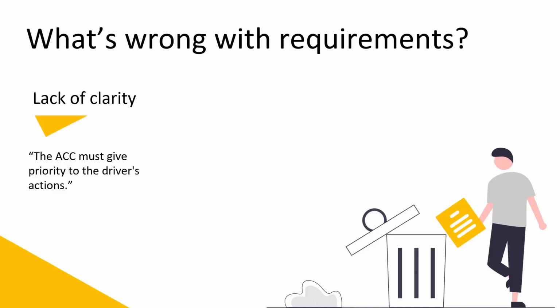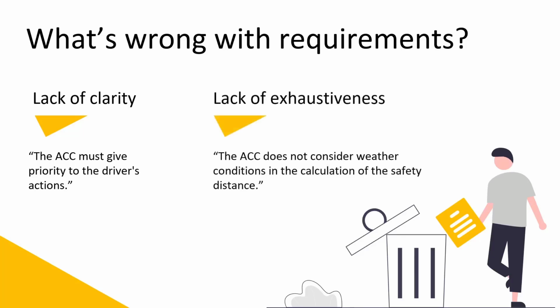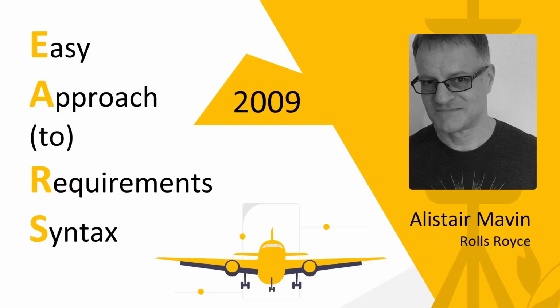The requirement lacks clarity because it does not specify under what conditions the driver's actions take precedence over the ACC system. Another example is, the ACC does not consider weather conditions in the calculation of the safety distance. The requirement lacks exhaustiveness because it does not specify which weather conditions are not considered, such as rain, snow, or fog.